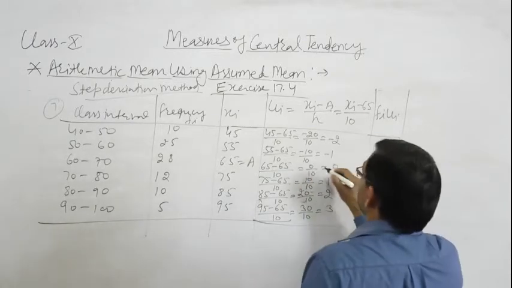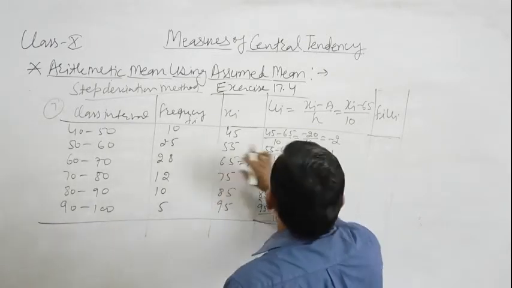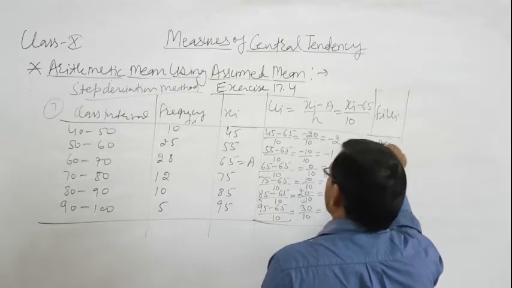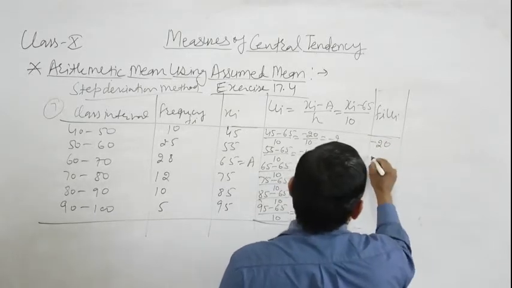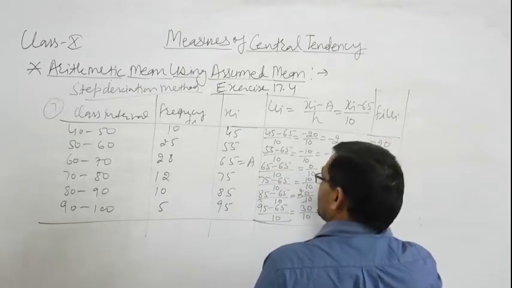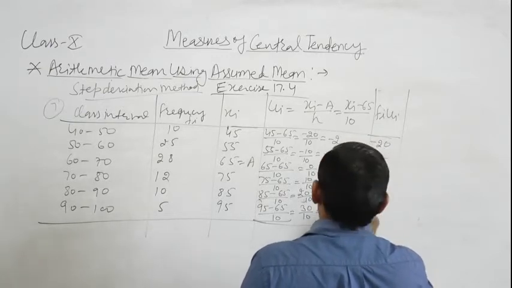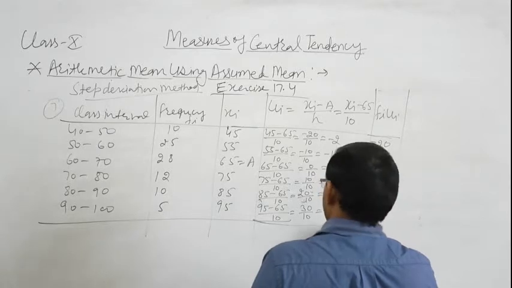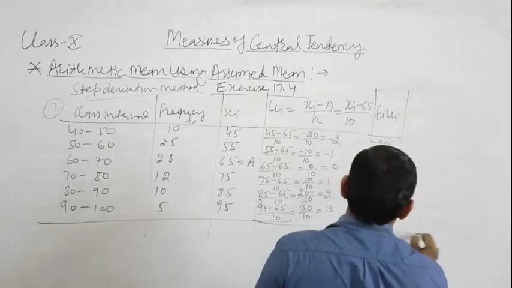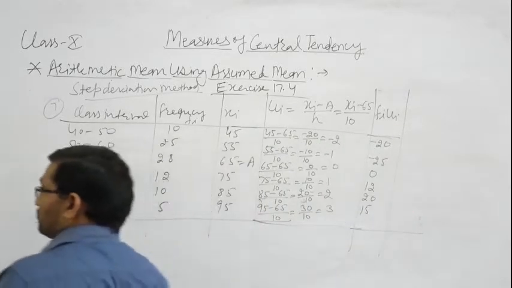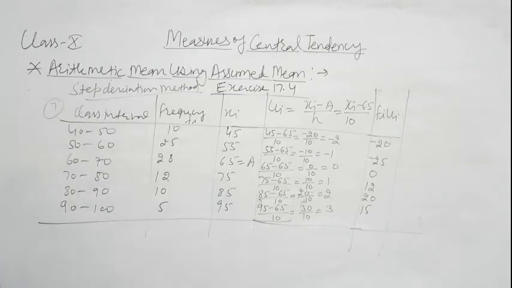fi ui: f means frequency. 10 multiplied by minus 2 is minus 20. Then 25 multiplied by minus 1 is minus 25. 28 multiplied by 0 is 0, 12 multiplied by 1 is 12, 10 multiplied by 2 is 20, and 15 multiplied by 3 is 45. These are the values of fi ui.